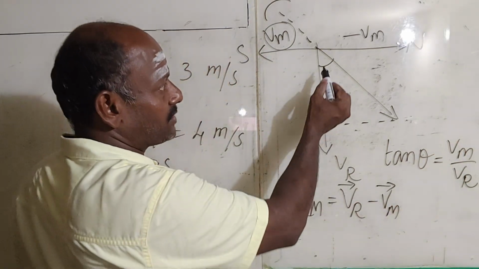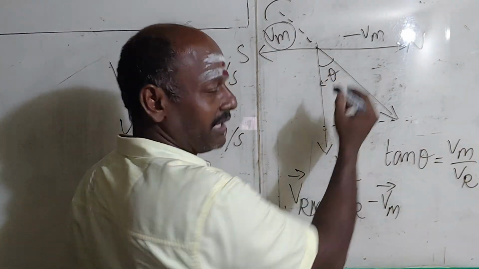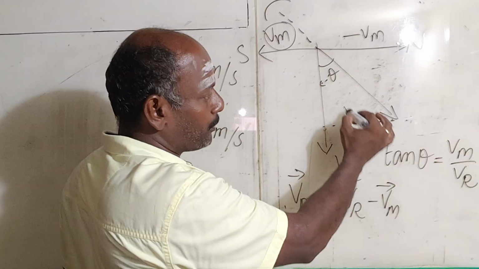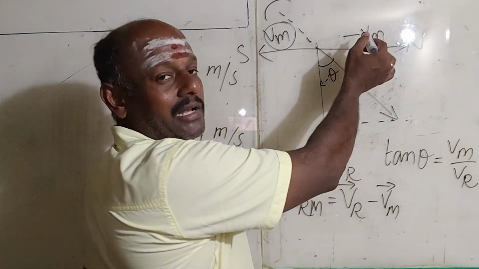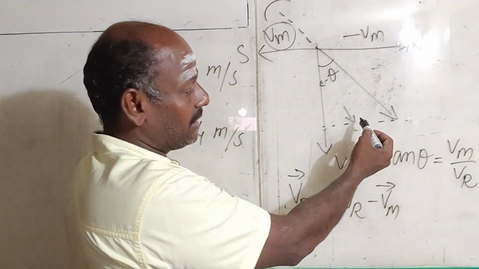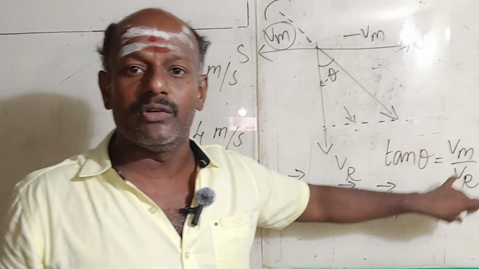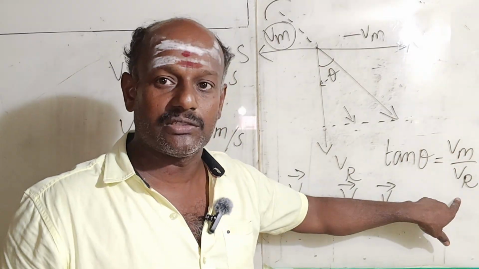How? See, with respect to the rain, we are measuring the angle. So let us take this will be the theta, and this will be the adjacent side, and this will be the opposite side. The opposite side will be parallel to the direction of the velocity of the man, in the opposite direction. So this will be the vertical component. So tan theta, we know, is the vertical component to the horizontal component.